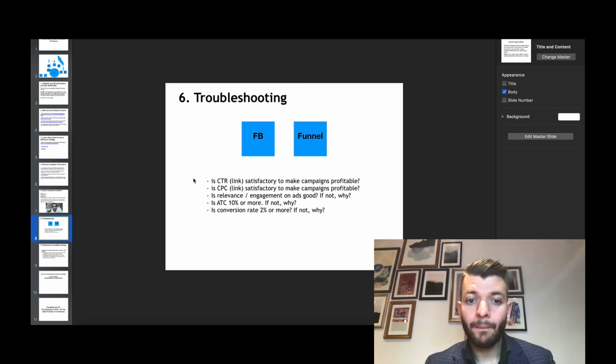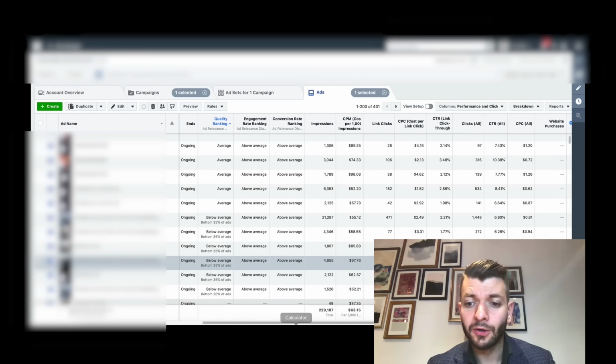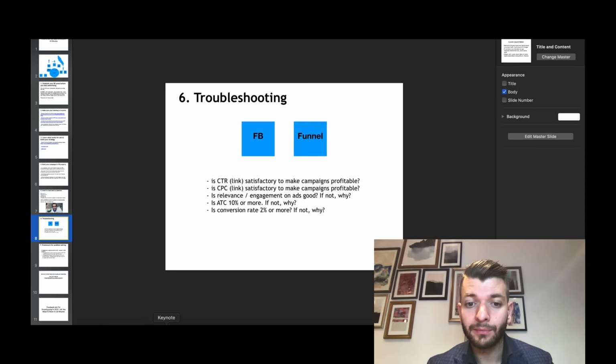For example, is click rate link satisfactory to make campaigns profitable, right? You want to ask this yourself. If that's like $3, for example, like here, this won't be satisfactory. I have to work to get it lower. Is cost per click, is click rate satisfactory, right? 2.19, I mean, it's okay, but it can be better. I mean, we aim for 3% plus, so there is a lot of testing to be done, right?